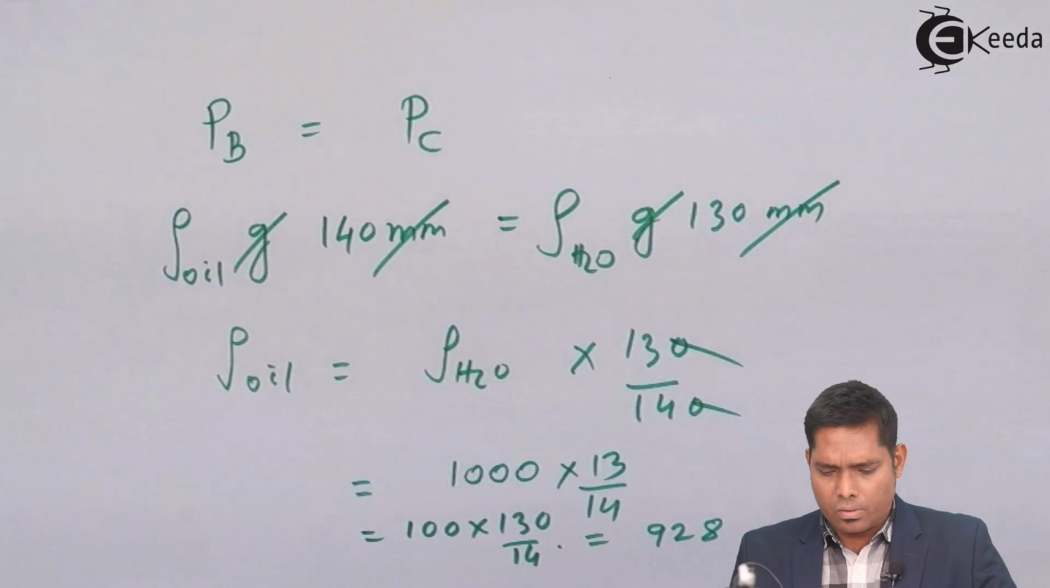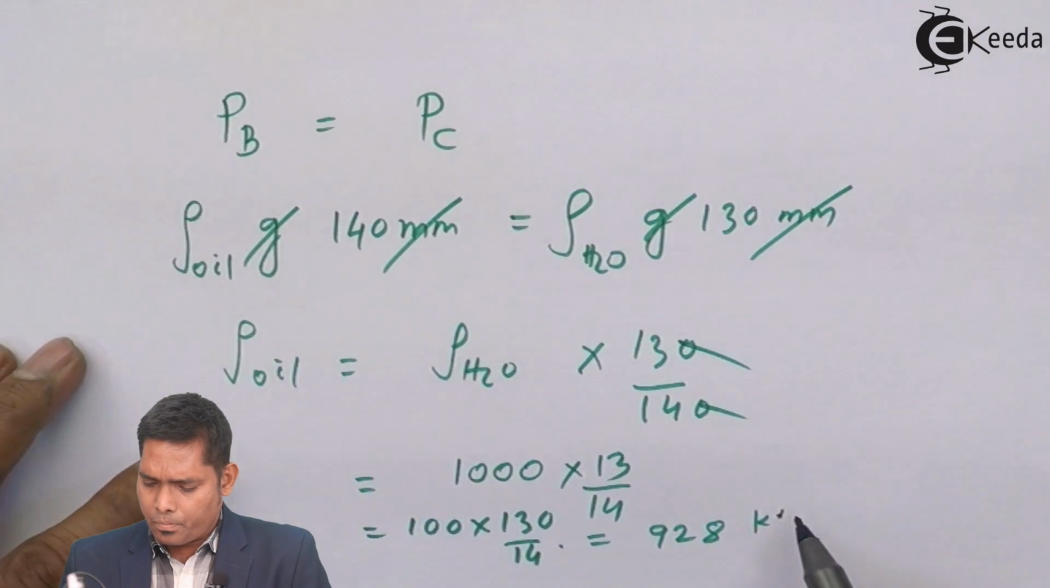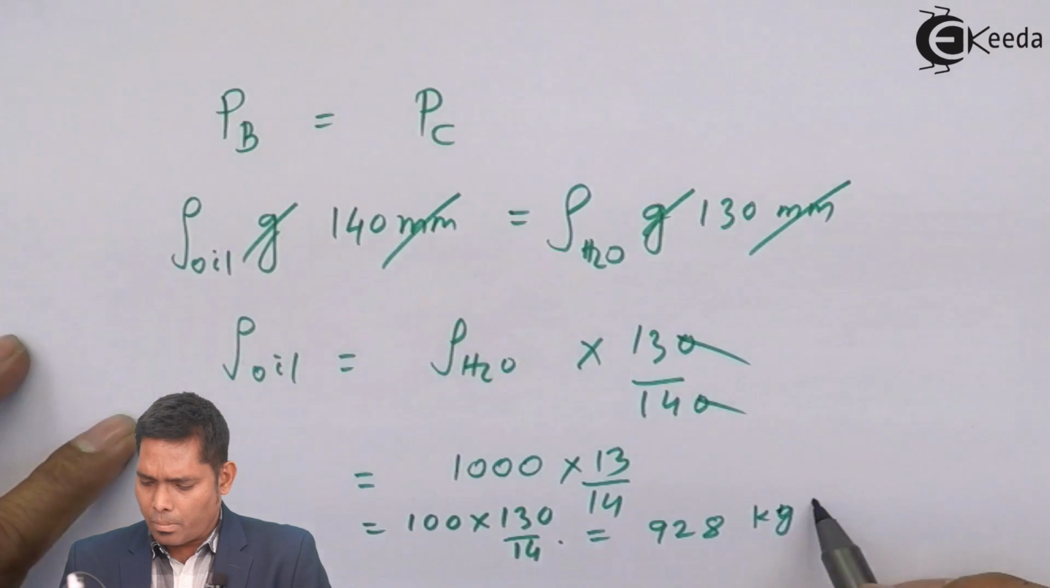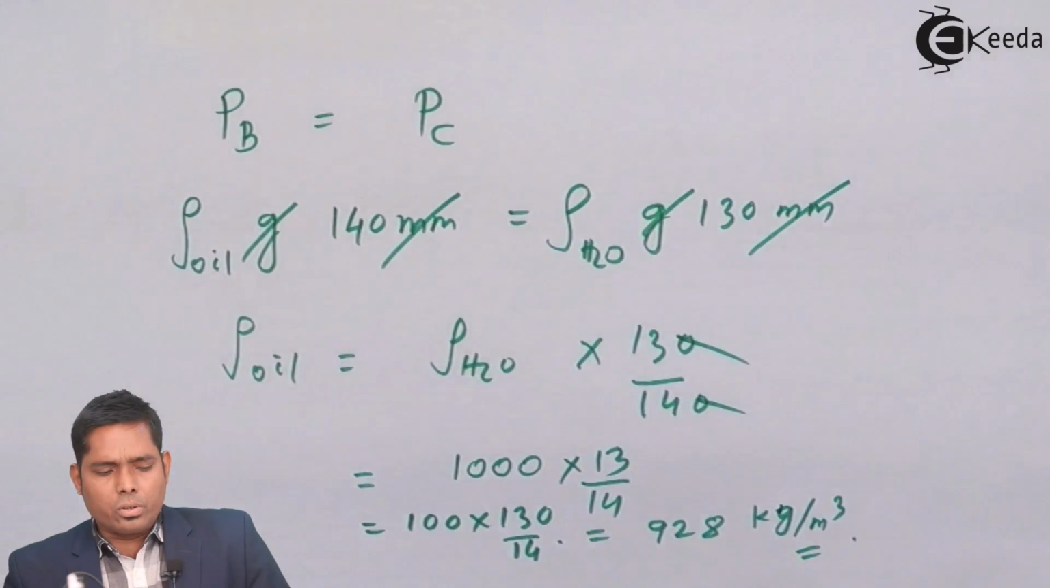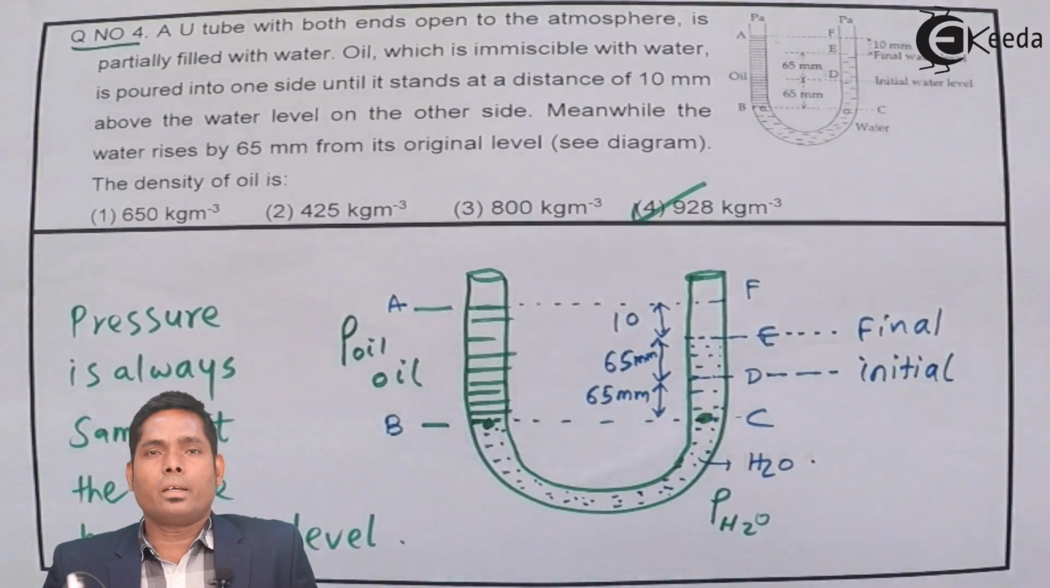So if you calculate that, this answer comes out to be 928 kilogram per meter cube. So this is the answer to this question number 4. Okay, thank you.